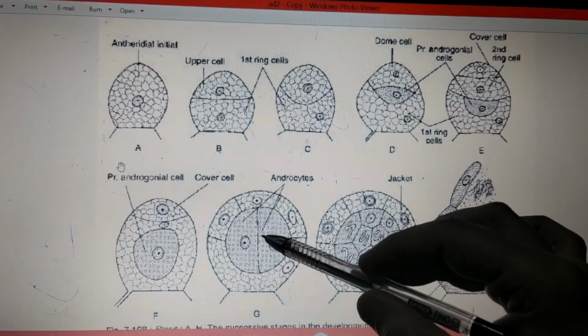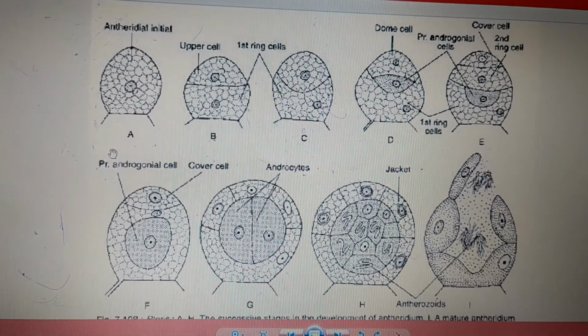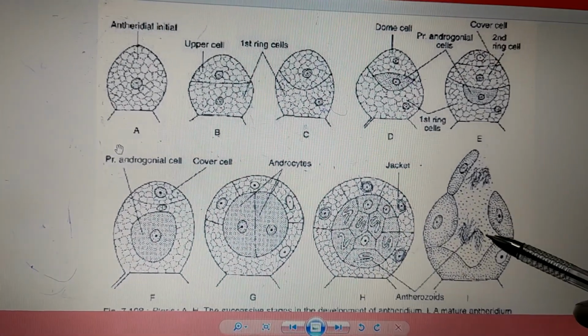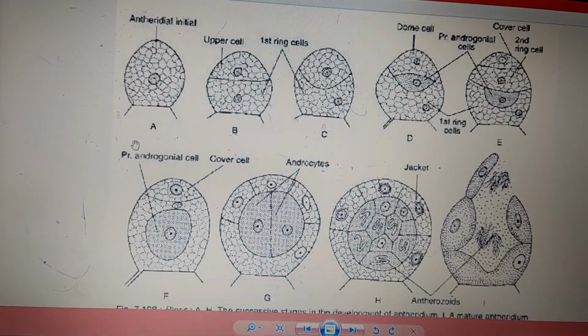So we have androcytes metamorphosing to antherozoids. Here the antherozoids are a bit twisted. You can make that out here. Antherozoids are a bit twisted and they are multiflagellated structures.